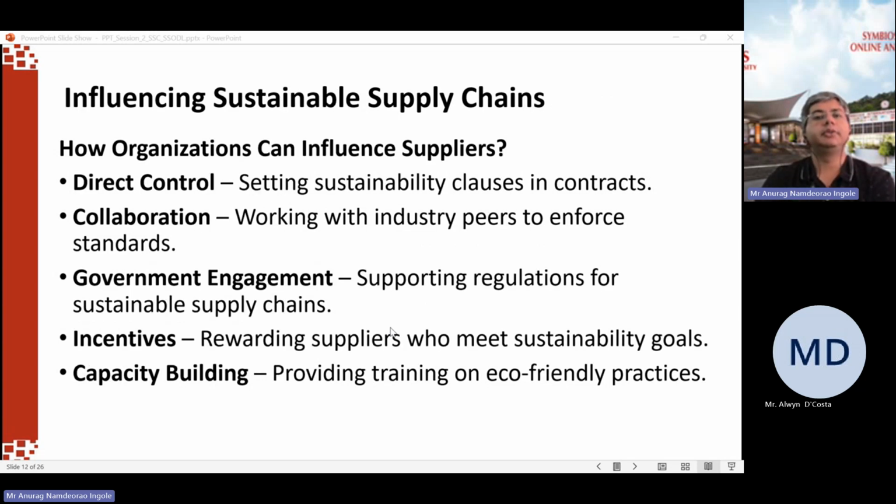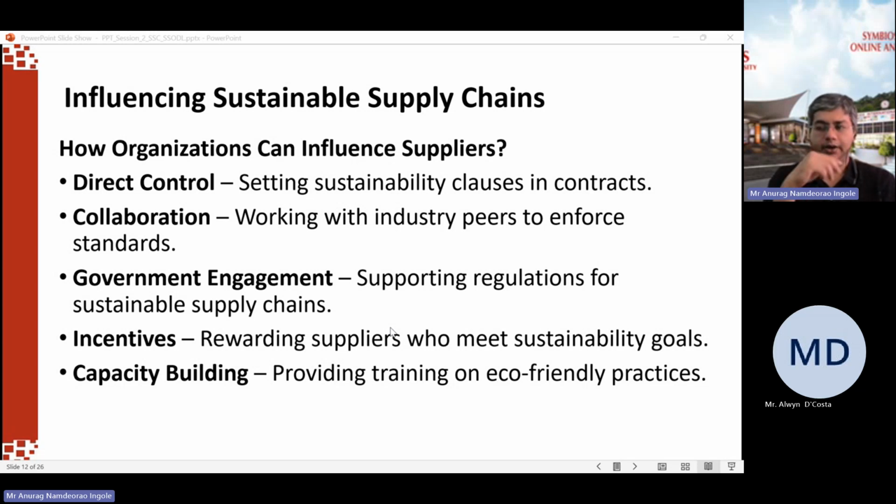Then influencing sustainable supply chains. As we spoke earlier, you are the driver of your supply chain and you have to influence all the players of that supply chain. So you will start naturally with your suppliers. There are different ways you can directly control the supplier by setting sustainability clauses in your contracts and agreements. You can collaborate with your industry peers to enforce some kind of standards.